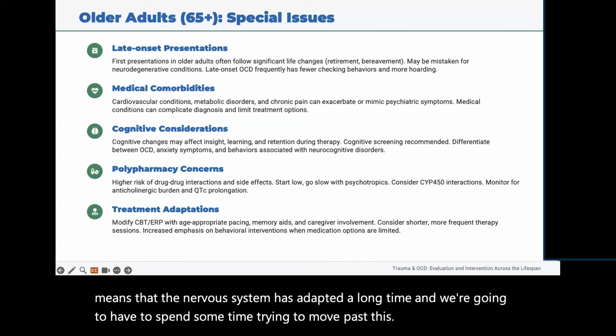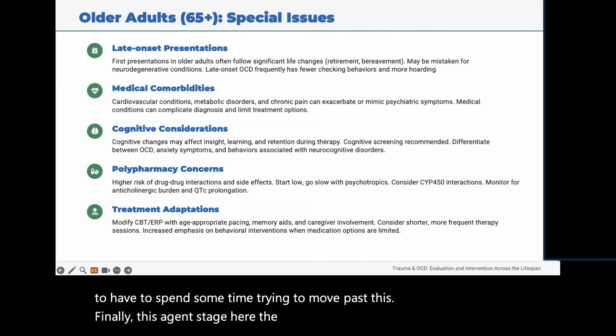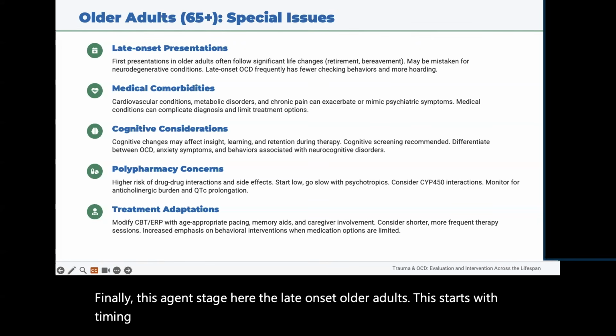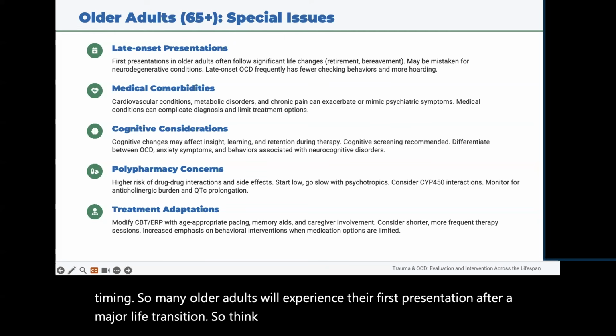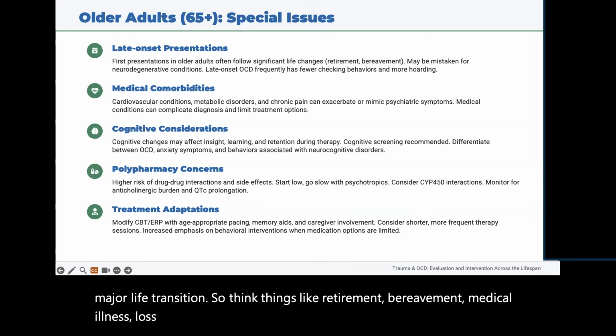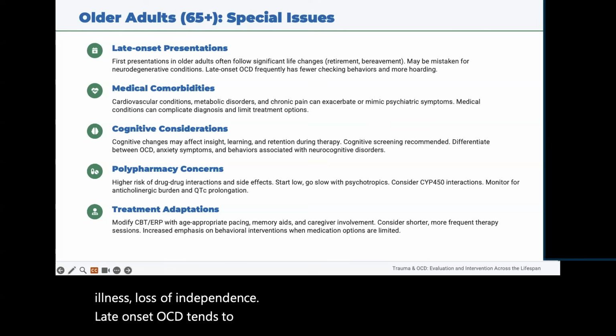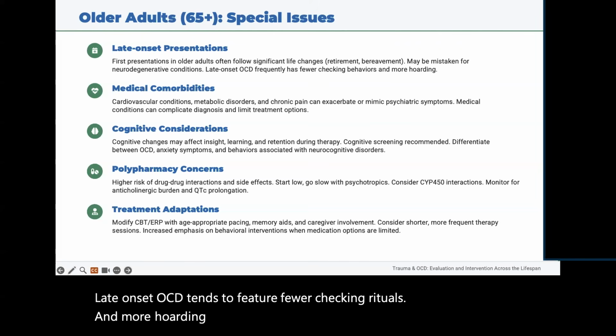Finally, this age and stage here, the late onset, older adults. This starts with timing. So many older adults will experience their first presentation after a major life transition. So think things like retirement, bereavement, medical illness, loss of independence. Late onset OCD tends to feature fewer checking rituals and more hoarding behavior. So often it's rationalized as saving this for the future.